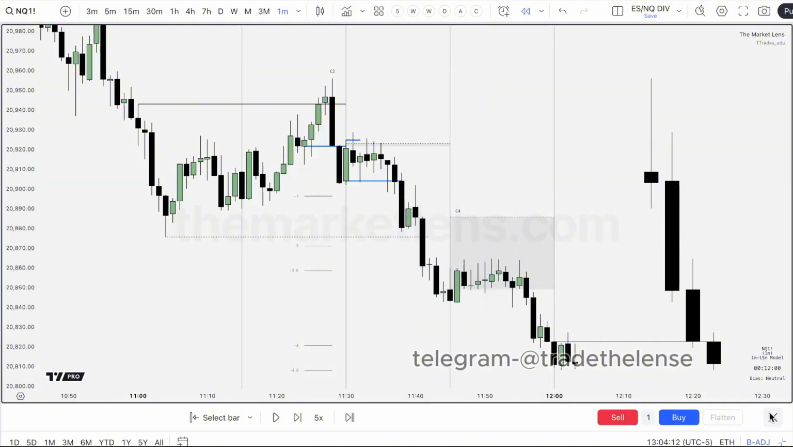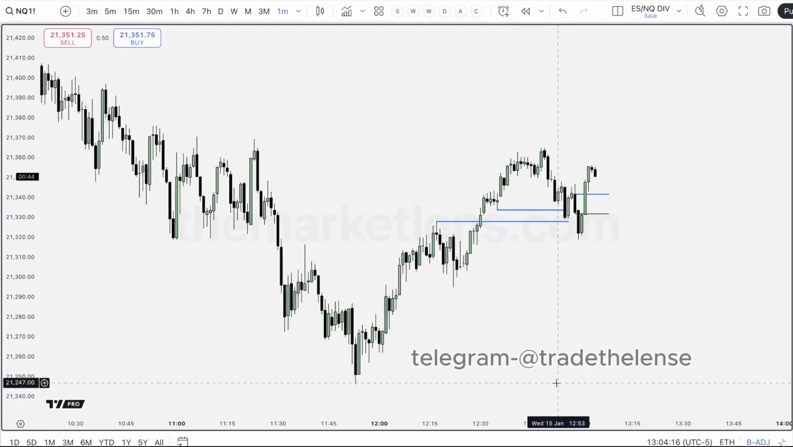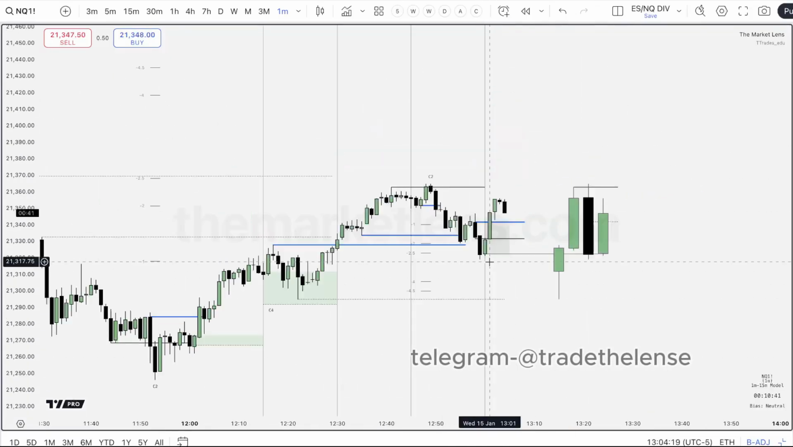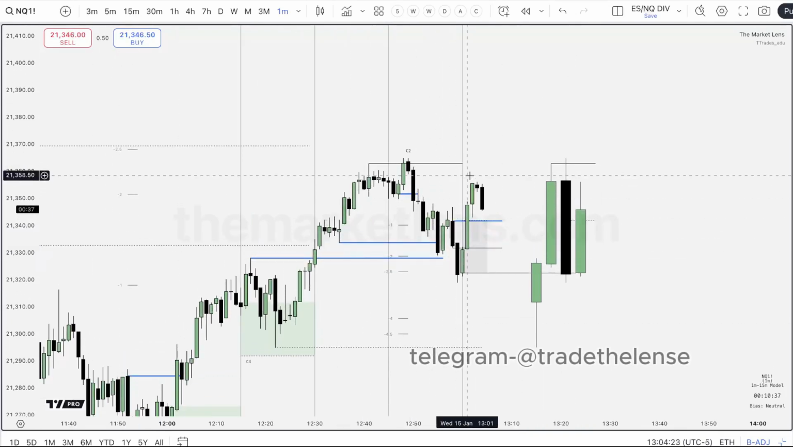So that's all I did. He just traded it while I was teaching it. But there we are. Let's see what happens. It's looking pretty consolidated.